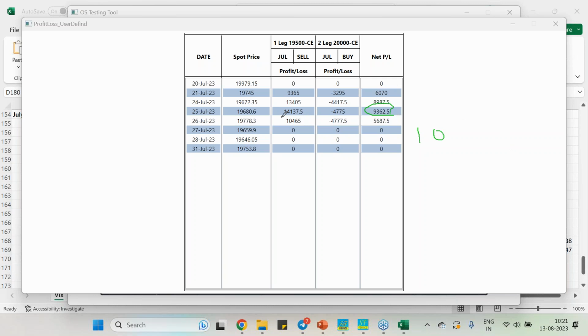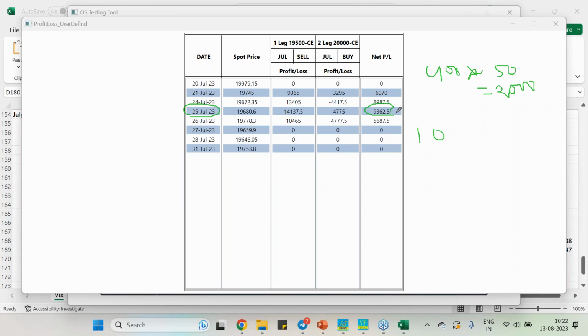So I know this process. What I have found is 19,500 call and 20,000 call, it is almost 400 points. 400 into 50 has a profit potential of 20,000. Out of this 20,000, I have just covered 9,300. So I have another 10,000 rupees to make. Say on 25th of July, if it happens in this order, 9,000 has come, 11,000 more can come if the market can fall further. But this 9,000, I don't want it to go out of my pocket.